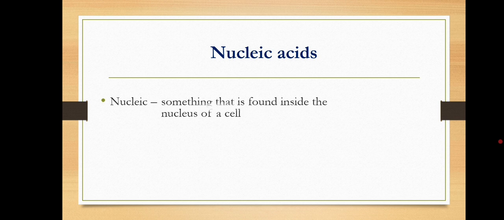So what is nucleic acid? What is nucleic? Nucleic refers to nucleus, originating from the nucleus or associating with the nucleus of a cell. Actually, when scientists first discovered DNA, they found it inside a nucleus. That's why they named it nucleic acid. So nucleic is anything that is originating from the nucleus or associated with the nucleus of a cell.